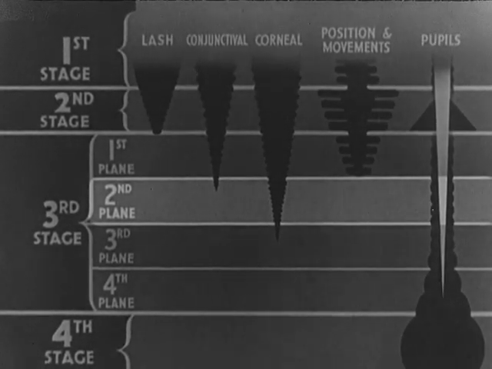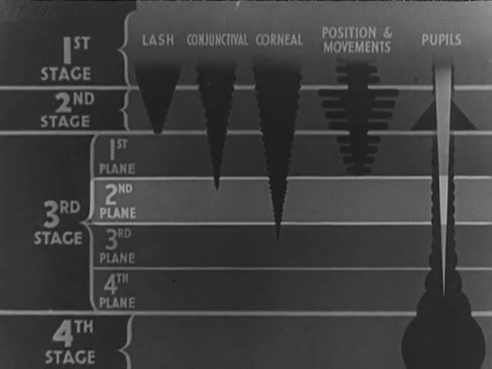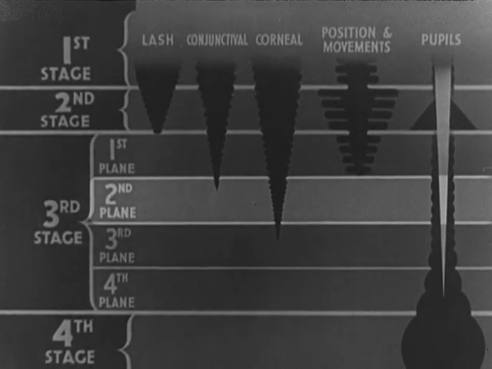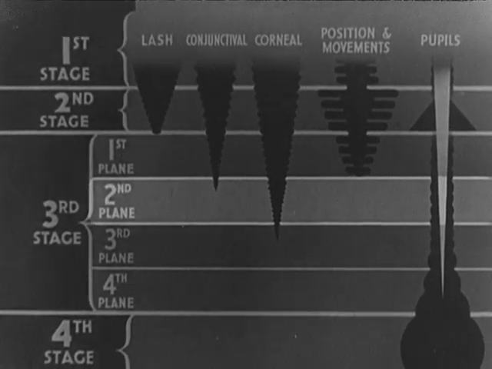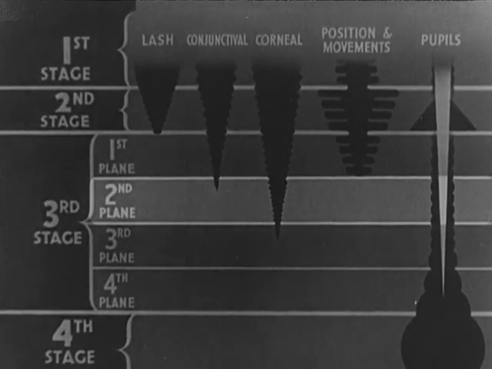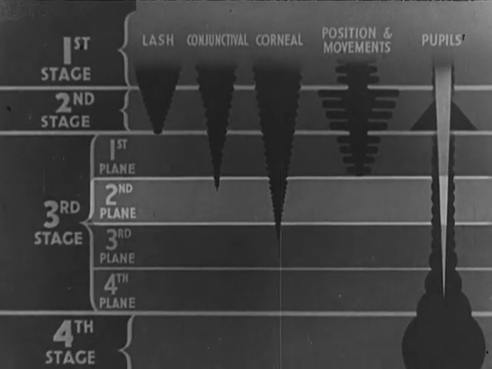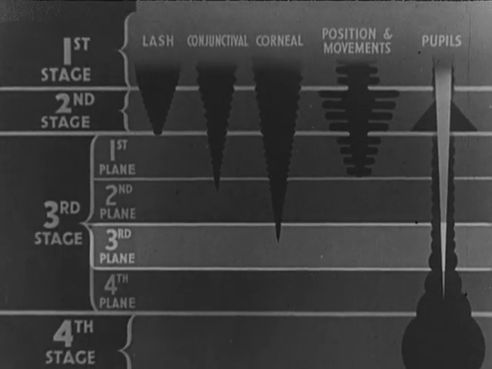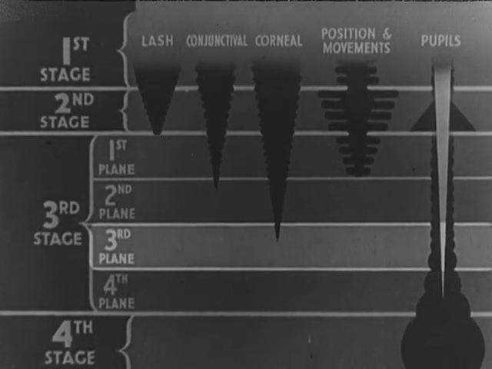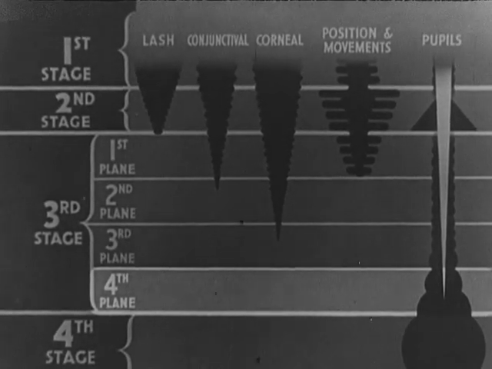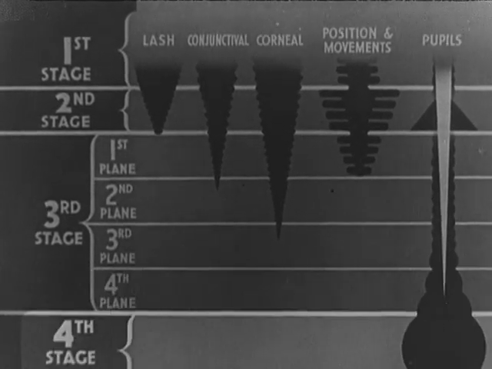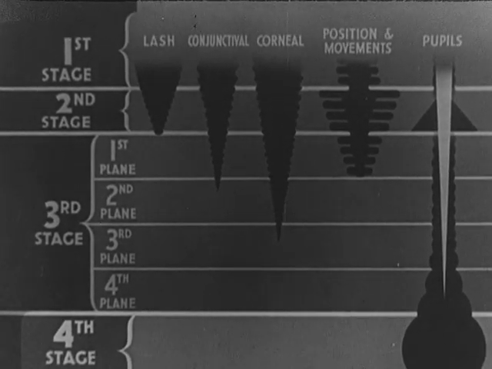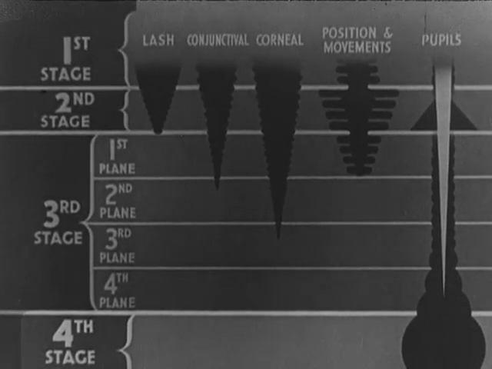In the second plane, the conjunctival reflex goes, but the corneal reflex is still present. The eyes are fixed and central. The pupils are still small and react to light. In the third plane, the corneal reflex disappears. The eyes are still fixed and central, with the pupils slightly larger. In the fourth plane, the pupils are fairly widely dilated, with a sluggish light reaction. In the fourth stage, they are fully dilated with no reaction to light.